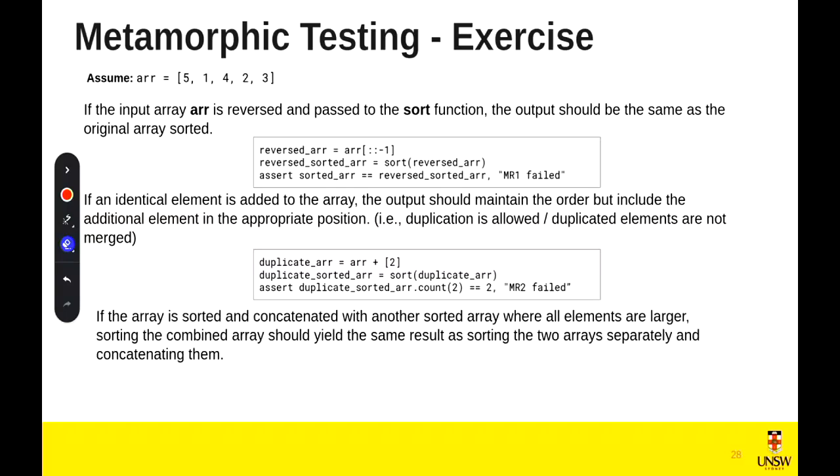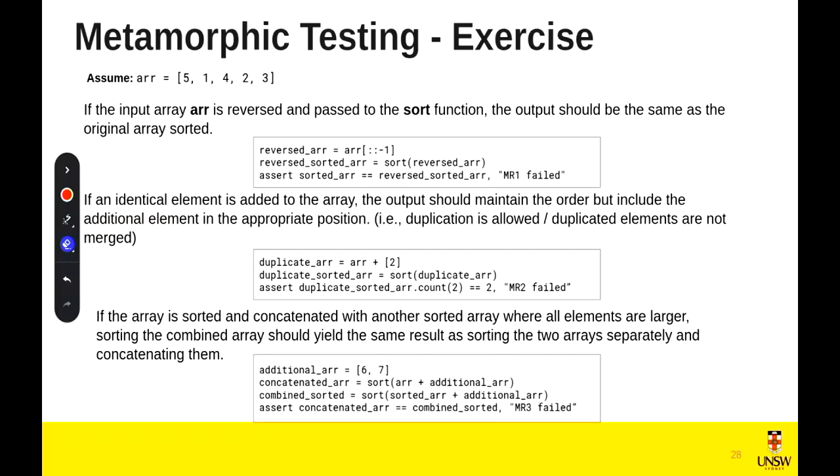And the third metamorphic relation is: if we have another array where all elements are larger than the original one, and we combine them together before sorting and sort the combined array, it should give us the same result as if we sort them separately and then combine them together.